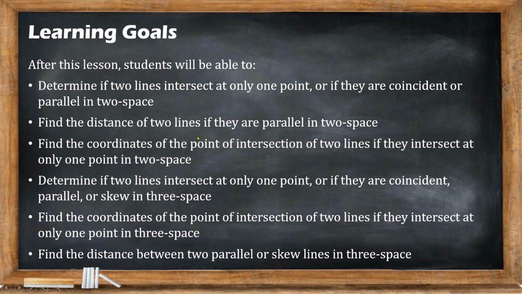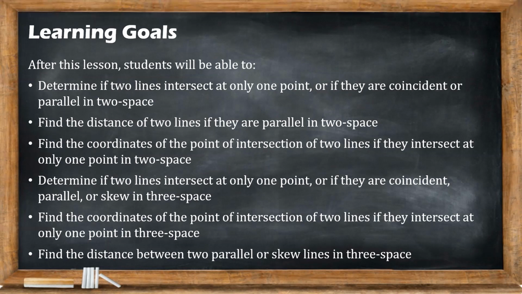Find the distance of 2 lines if they are parallel in 2 space. Find the coordinates of the point of intersection of 2 lines if they intersect at only one point in 2 space. Then determine if 2 lines intersect at only one point or if they are coincident, parallel, or skew in 3 space. We'll have a look at these concepts later in this class.